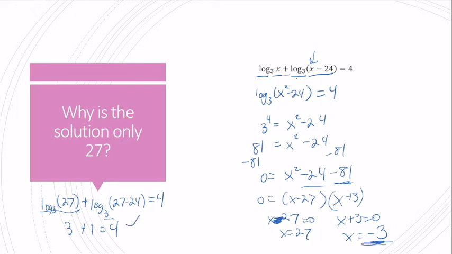But I can't take the logarithm of a negative number. So if I was to take log base 3 of negative 3, that's undefined. So it can't be part of my solution. So our only solution is when x equals 27.